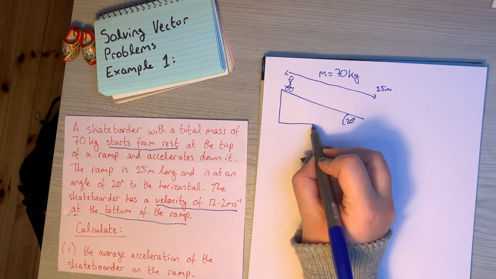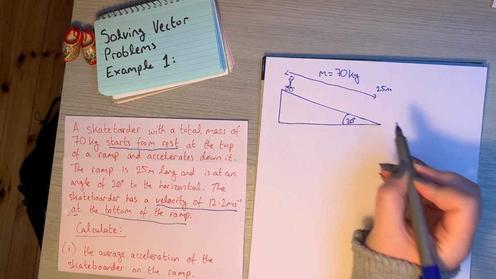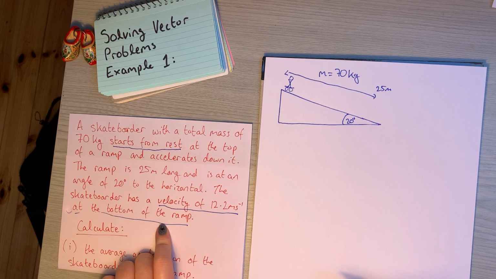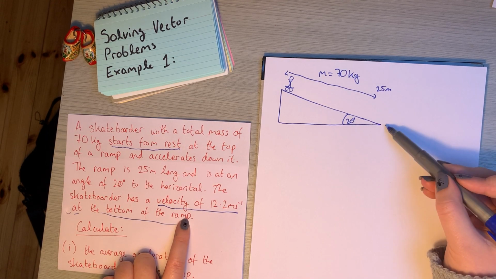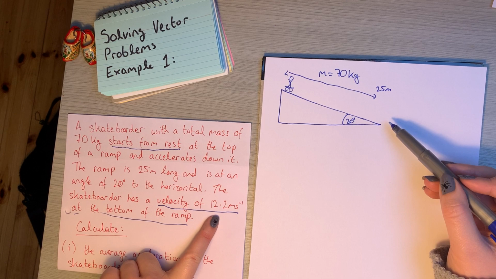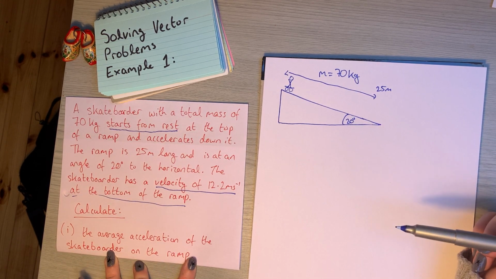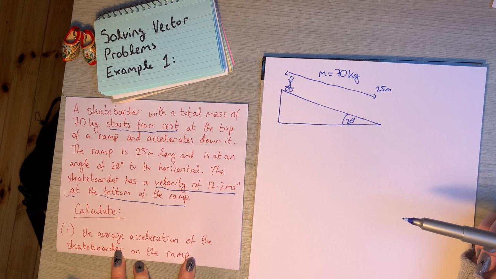Okay, so I'll make a triangle out of that, like so. And he has a velocity of 12.2 meters per second at the bottom of the ramp. So when he gets down to this point, that's his velocity. And they ask you to calculate the average acceleration of the skateboarder on the ramp.